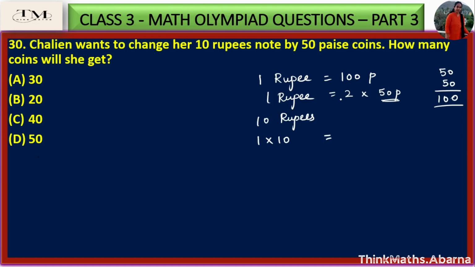In the same way, what we have to do? We have to multiply this 2 into 10. Okay. So 2 into 10, which is 50 paise coins. We have 1 rupee. How do you convert into 10 rupee? You have to multiply by 10. So if you multiply by 10 on both sides, 1 into 10 makes 10 rupees. So 10 rupees equal to 2 into 10, which is 50 paise coin. So option B is our right choice.